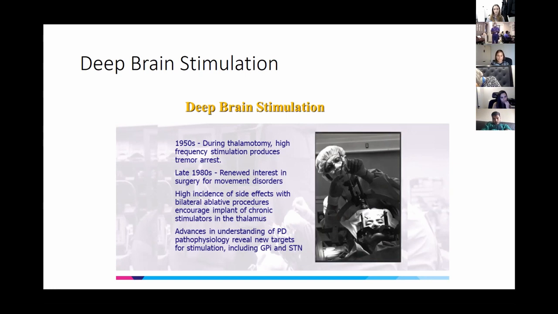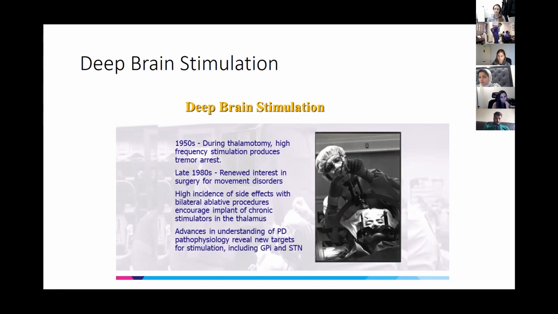So really in the 80s, there was a renewed interest in surgery for movement disorders. The ablative procedures in the past had a lot of chronic side effects. And so the thought was, how can we cause an ablation, but use stimulation, so we're not ablating? And this is where there were a lot more advances in the basal ganglia and the underlying pathology for targets for Parkinson's, which are the globus pallidus and the subthalamic nucleus.